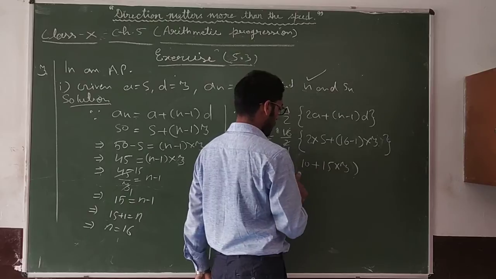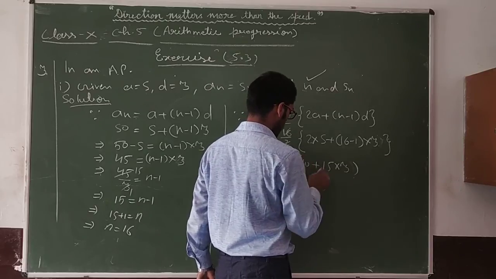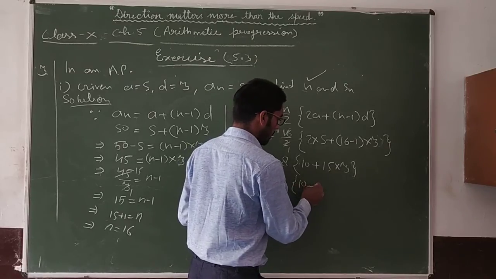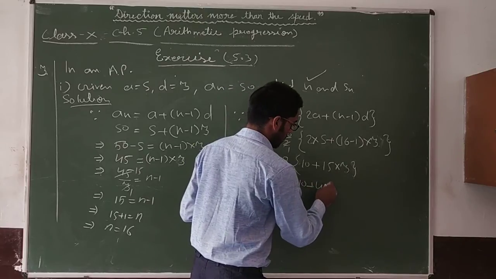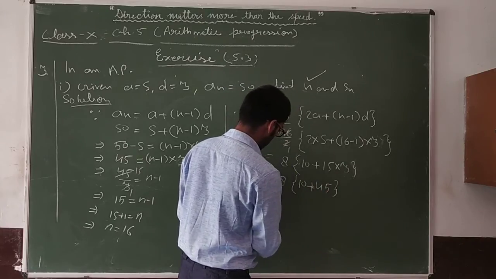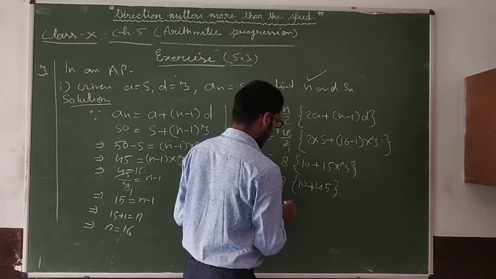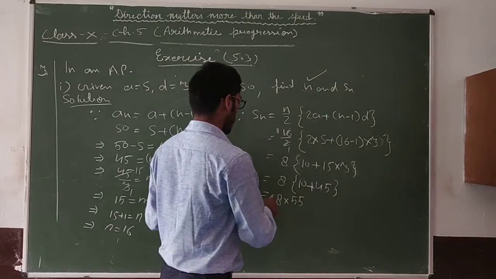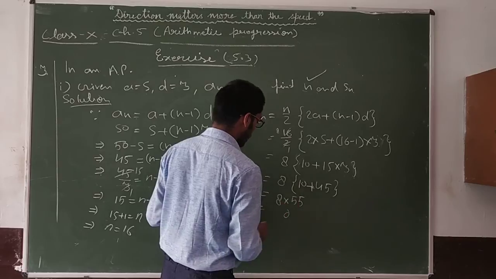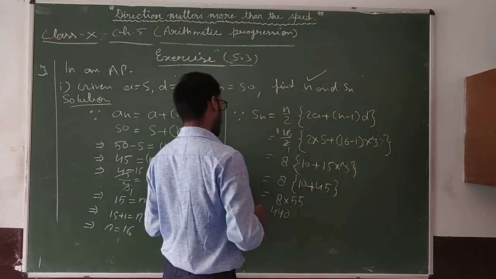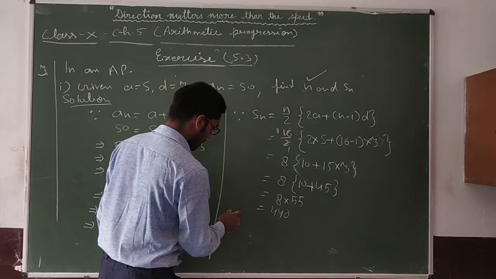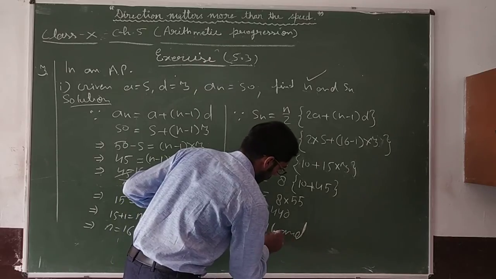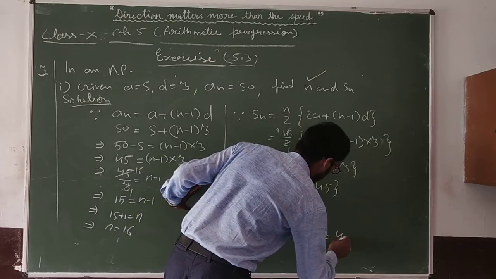Write a small bracket, because inside there are other brackets. 10 plus 15 into 3 is 45. So 10 plus 45 means 55. Now multiply it: 8 5s are 40, 8 5s are 40 plus 4 is 44, so 440. So n is equal to 16 and Sn is equal to 440.